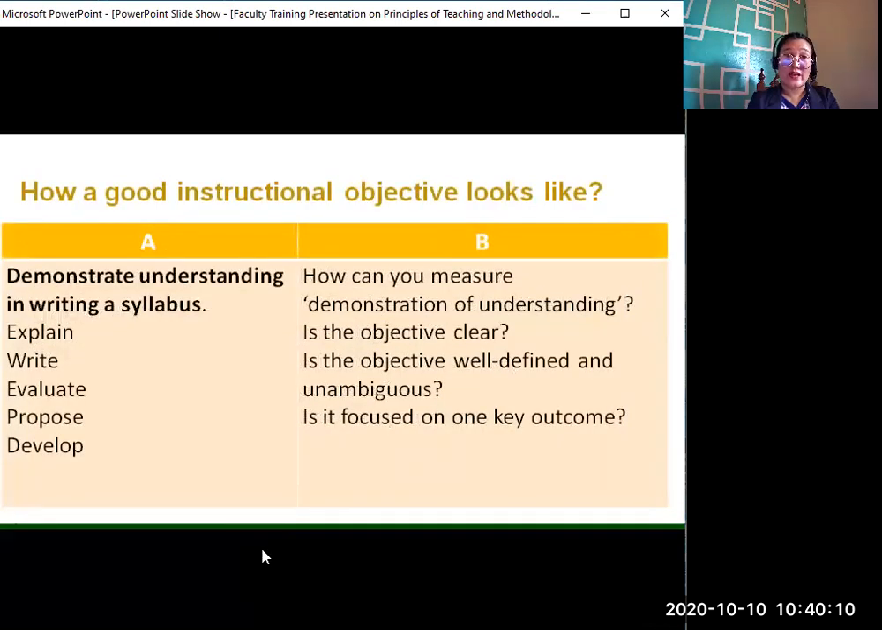I think it is better if we write the objective this way. The objective, demonstrate understanding in writing a syllabus, will be converted to the use of different outcome verbs like explain the process of writing a syllabus, write a syllabus, evaluate components of a syllabus, propose a syllabus for a certain course, and develop a syllabus with complete parts. So those are better instructional objectives. Now the questions here: how can you measure the demonstration of understanding now that you are using different outcome verbs? Is the objective clear? Is the objective well defined? Is it now focused on one key outcome?